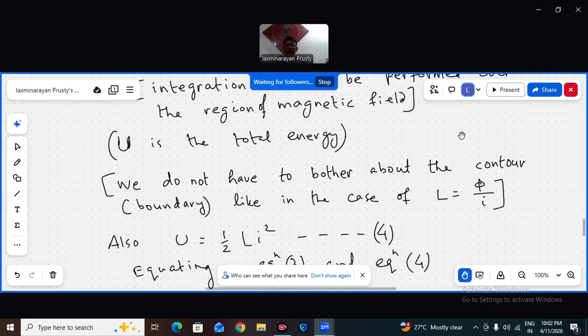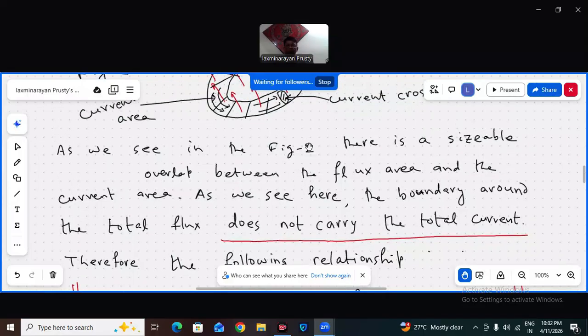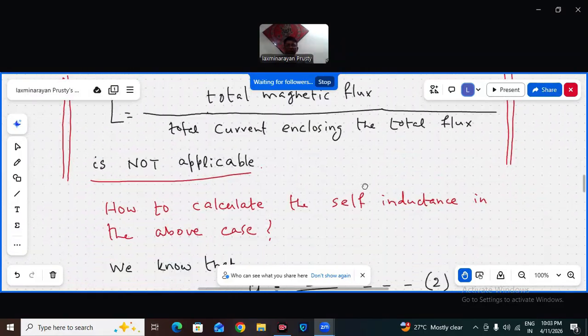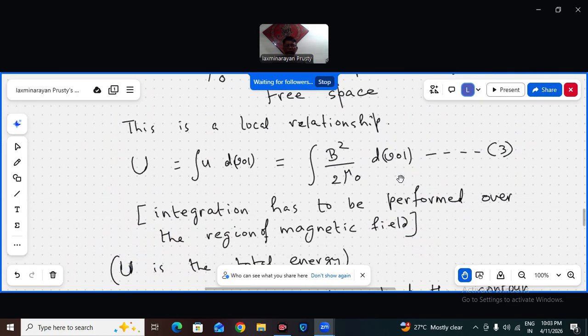Remember this. We do not have to bother about the contour or the boundary like in the case of L is equal to phi by I. The boundary we needed, all that is not necessary here. We directly integrate B square by 2 mu naught d volume wherever B is present, the whole region of B.